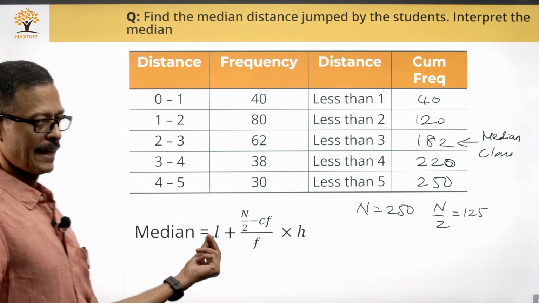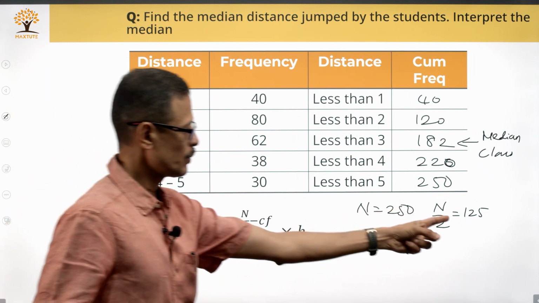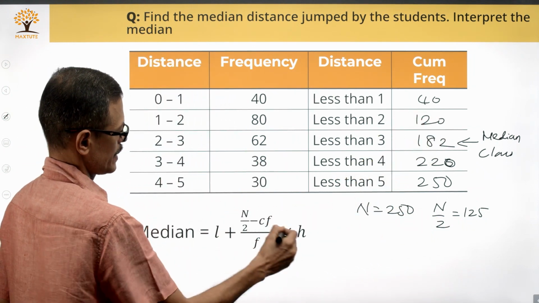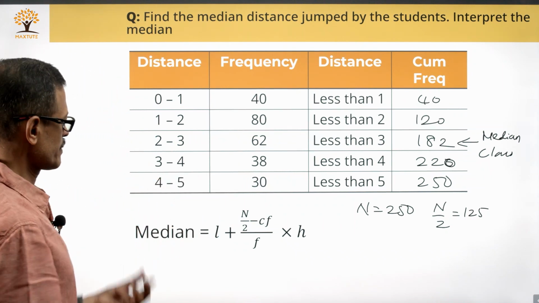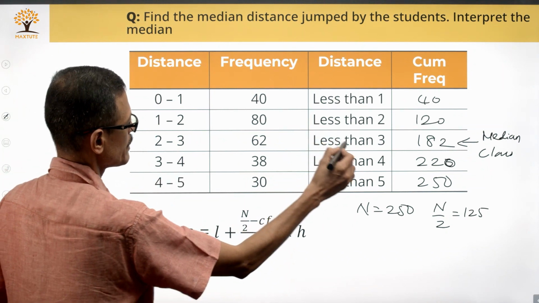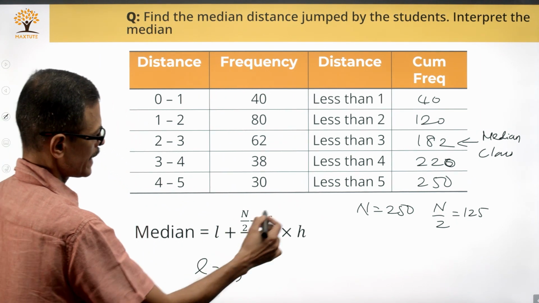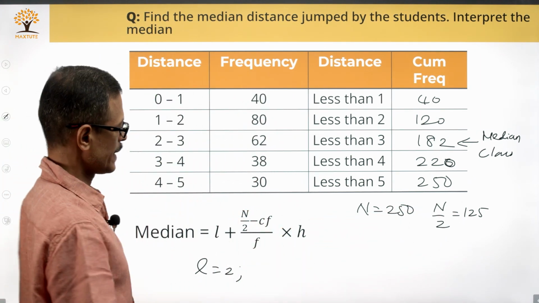Median is equal to L plus n by 2 minus CF divided by F times h. This is what we have. We look at each of these things. Median is median. L is the lower limit of the median class. So L is equal to 2 for us. N by 2 we have already computed, that's equal to 125.